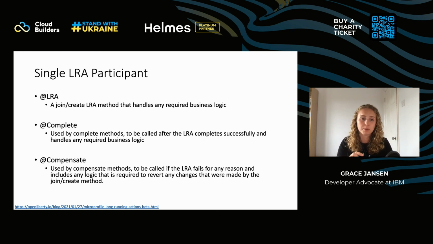Then we've got the @compensate. And again, as the name suggests, this is where your compensating action comes in. So this is going to be used if the LRA fails for any reason. And again, it includes any logic that's needed to revert any changes that were made in that original join or create method. So it's going to look a little bit like this.